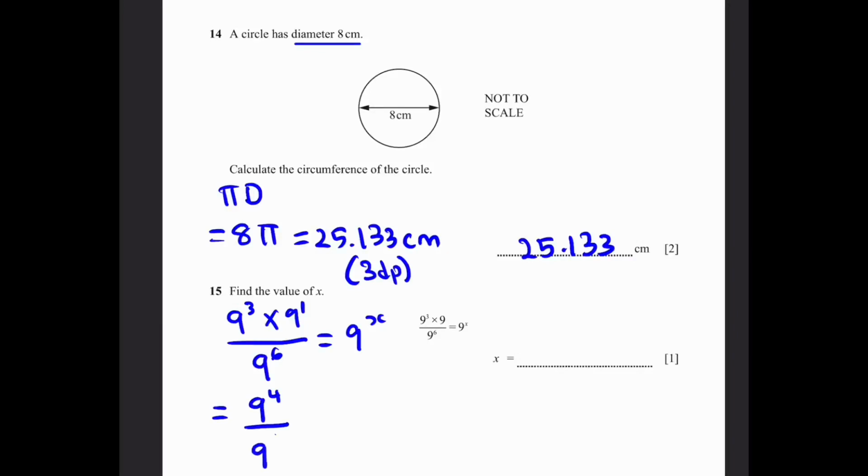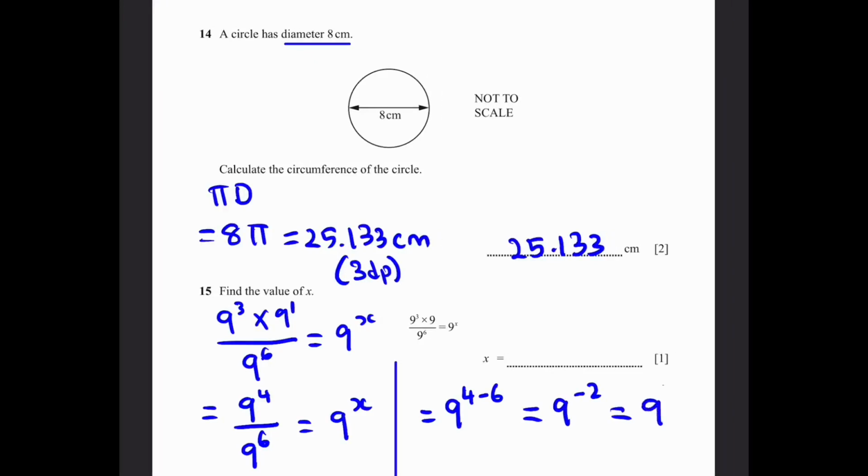And that divided by 9 to the power 6 is 9 to the power x. Remember the rule for multiplication? We have a rule for division as well. So if we are dividing two numbers with the same base, we need to subtract the numerator's power and the denominator's power. So this will be 9 to the power of 4 minus 6, which is equal to 9 to the power minus 2, which is equal to 9 to the power x. Therefore, x is equal to negative 2.